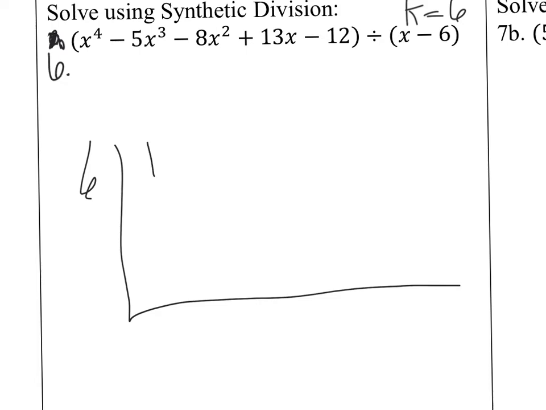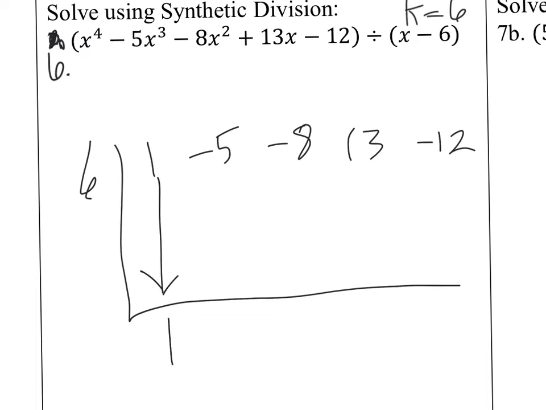So I have 1x to the fourth minus 5x to the third minus 8x squared plus 13x. So if it's plus, you just have to write 13. And then minus 12. So this is what I mean by just write the coefficients. Don't write any letters. If it's minus, write it as a negative. If it's plus, just write it as a positive number. And so that first number always gets brought down. And then we're going to multiply. I'm going to do 1 times 6. That's going to be 6. So we're going to add that together. What's negative 5 plus 6? Oh, that's going to be positive 1.